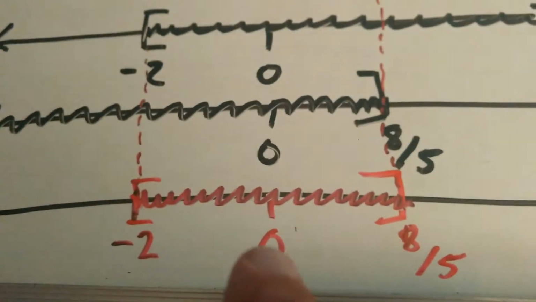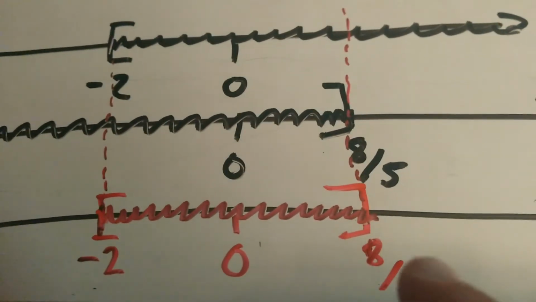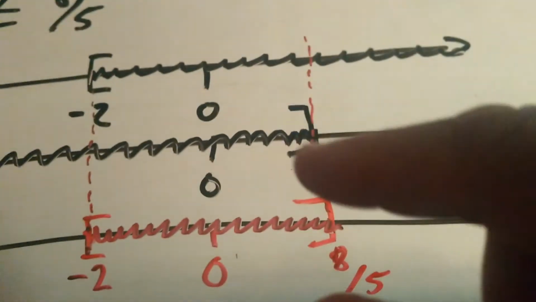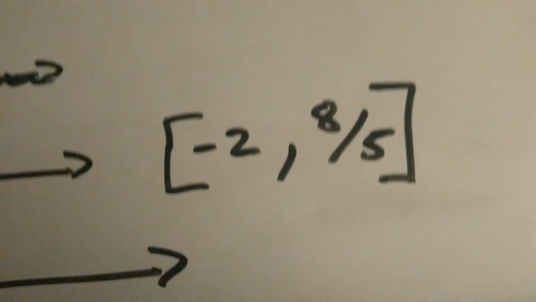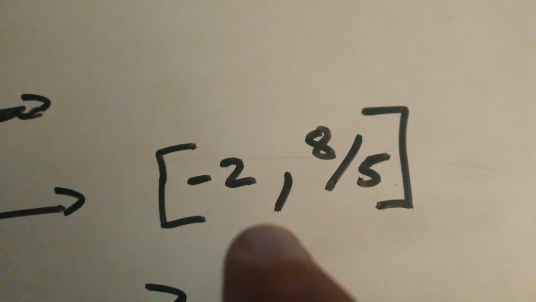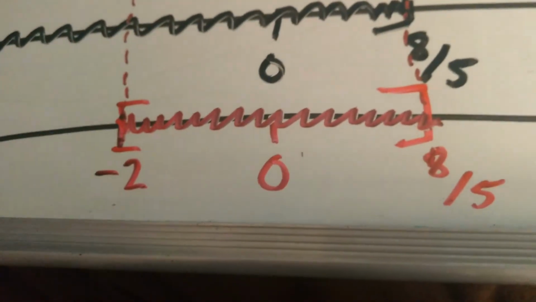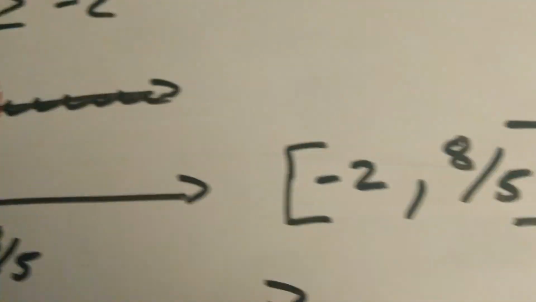It's from bracket negative 2 to bracket 8/5, because again, when I bring these two together, I can see that it intersects in this area here. In order to write the interval notation of it, it's just bracket negative 2, comma 8/5 bracket, which is exactly what I have on my graph. See how my graph matches my interval notation.